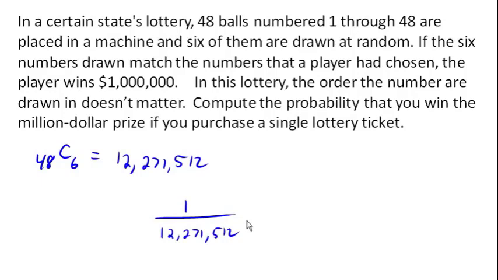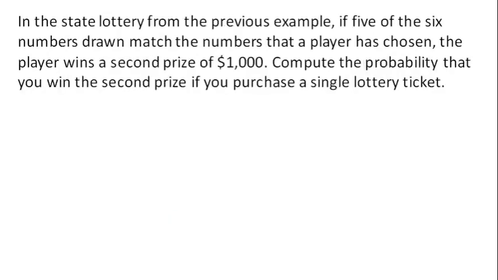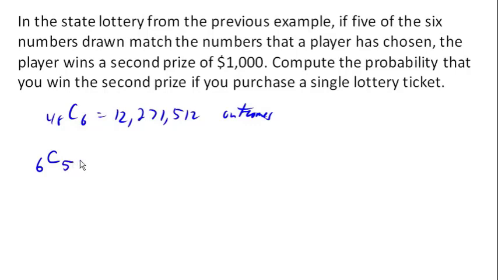Now, oftentimes there's a second prize, and in this case, it's $1,000 if you can match 5 of the numbers. There are still 48 choose 6, 12,271,512 different outcomes, but now we need to figure out how many of those involve us matching 5 of the numbers. In order for that to happen, from our 6 numbers on the card, we're going to have to match 5 of them. So how many different ways can we pick 5 matching numbers out of our 6? That would be 6 choose 5, which is 6.